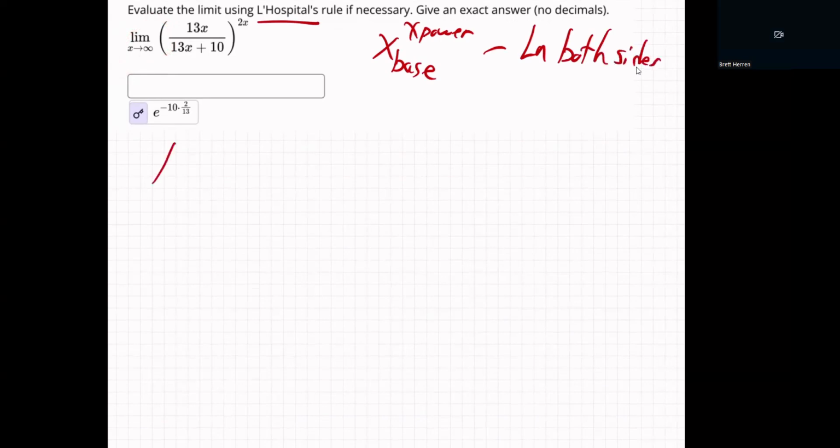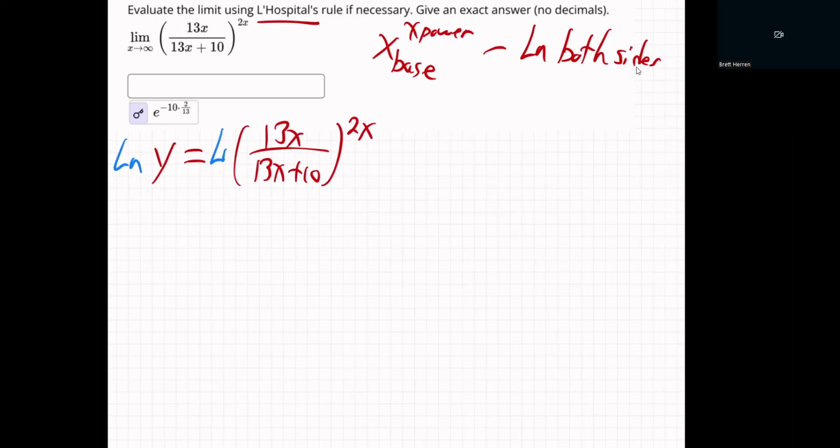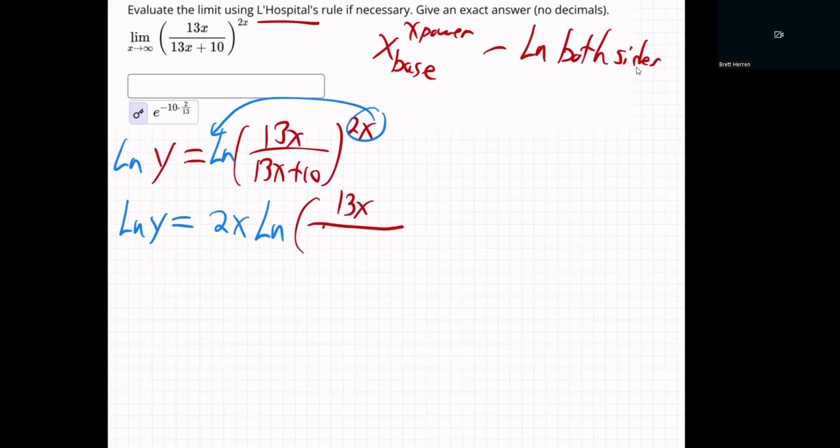So let's just let y equal this, 13x over 13x plus 10 to the 2x. And then if we natural log both sides, remember that powers can come down. That's one of the natural log qualities. It's a very important quality of natural logs. Why we love natural logs. They can do that little trick. Okay.